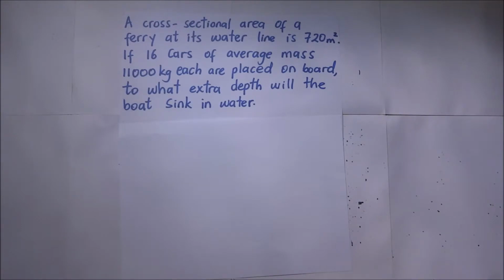The cross-sectional area of a ferry at its waterline is 720 meters squared. If 16 cars of average mass 11,000 kilograms each are placed on board, to what extra depth will the boat sink in water? Again, this is a ferry floating on top of water, and the principle is simple: the weight of the water displaced is equivalent to the weight of the entire ferry. Let me try to draw this diagram.